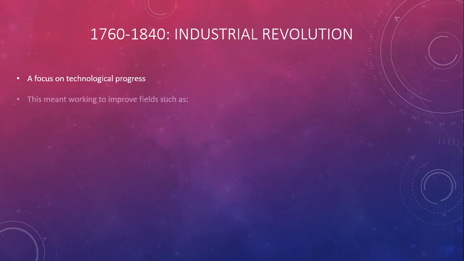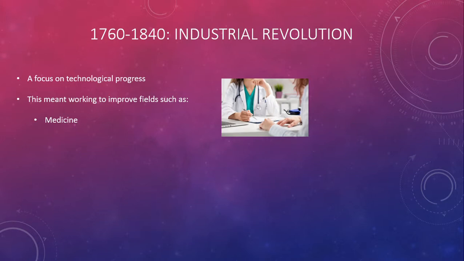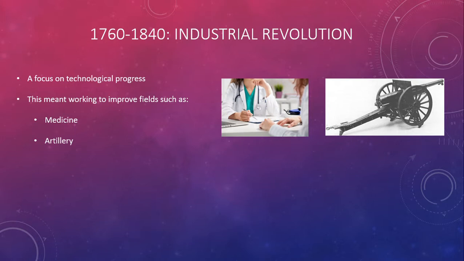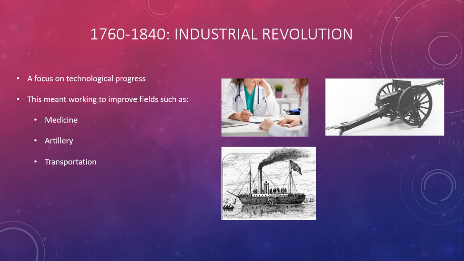Now, to be a little bit more specific, people were working to improve fields such as medicine. This was a big thing. We started to see people focusing on getting better, being healthier, improving artillery. Now, if you had better guns, if you had better ammunition, if you had better cannons than the enemy, you had an advantage. They also worked on improving transportation. This is the period when the steamboat is starting to be developed, improved, and eventually perfected.